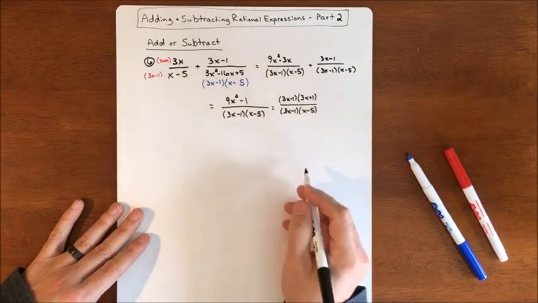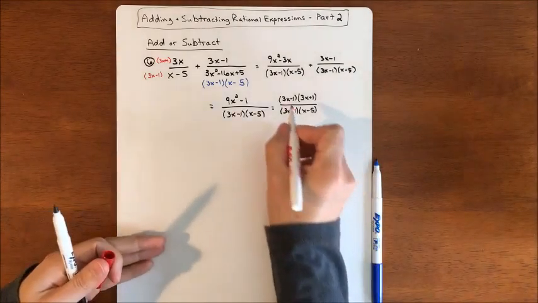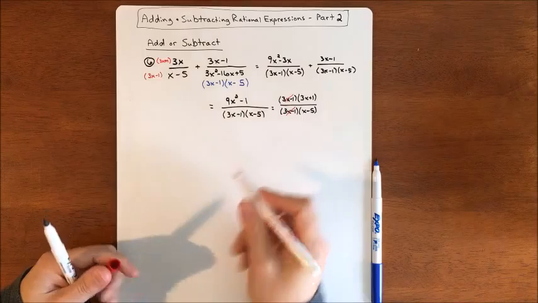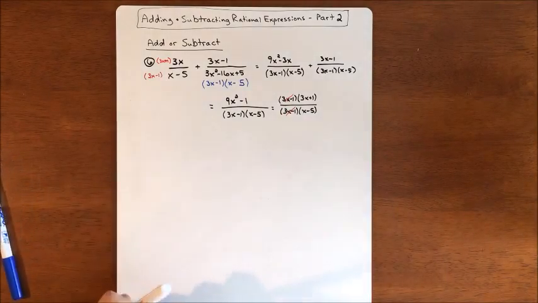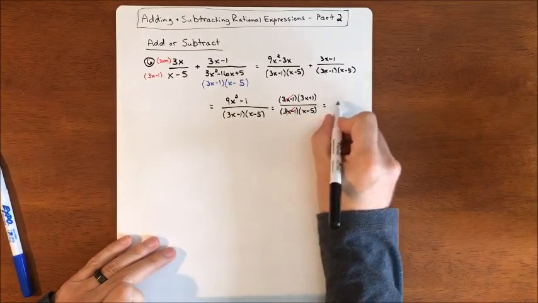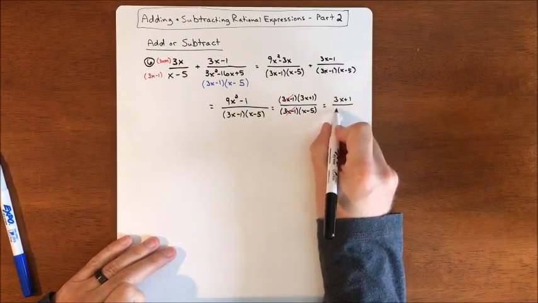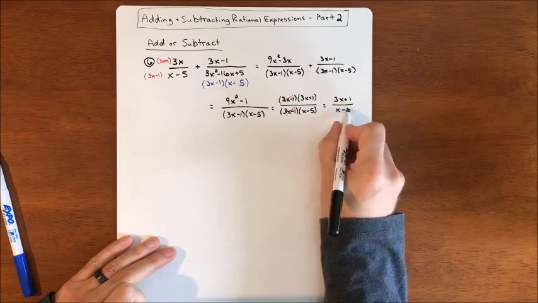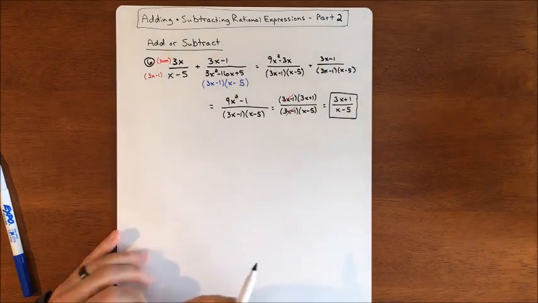of 3x minus 1 and x minus 5, and we have common factors that will cancel each other away. 3x minus 1 cancels the 3x minus 1, and we have left a 3x plus 1 over x minus 5. All right, and that is reduced as far as we can go.